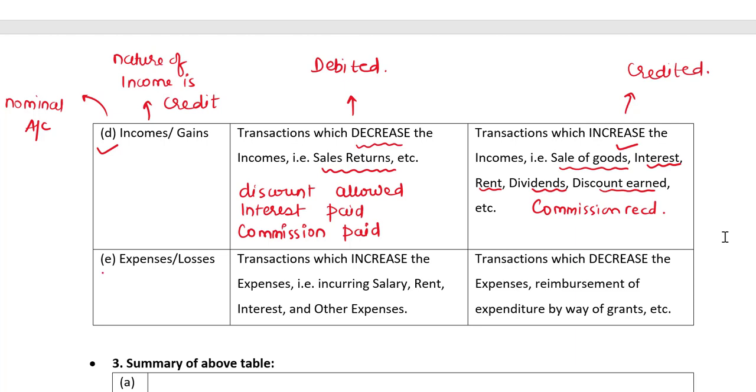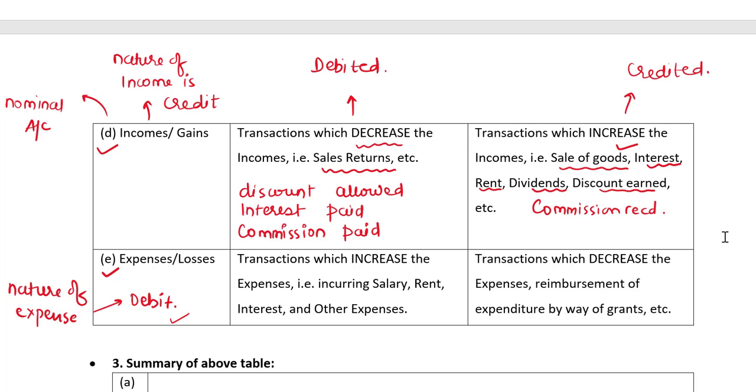Okay, let's move to point number E, that talks about expenses. So the nature of expense is debit. That means what? If there is a considerable increase in the expenses, there this needs to be debited. And if there is a decrease in the expenses, it is to be credited.